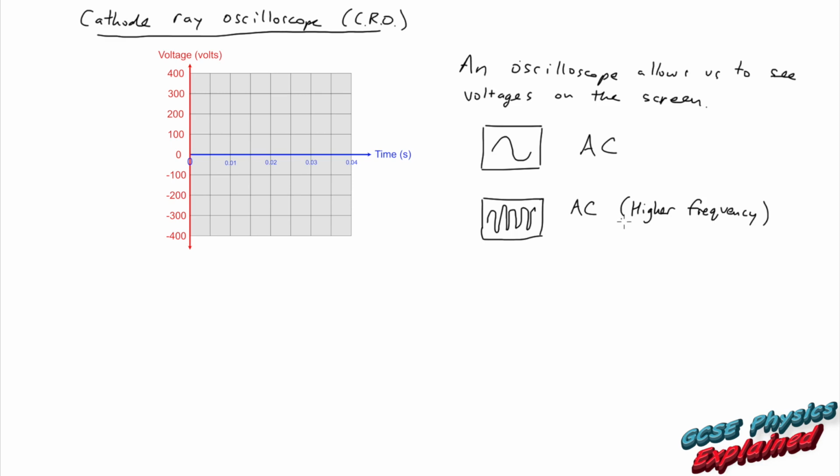Now, if they do ask you to draw the same wave, but with a higher frequency, you've got to make sure that the height of the wave is the same as the original wave. I mean, they might turn around and say the voltage is less, in which case I'll show you how to draw that as well. Basically, the height will change if the voltage changes.